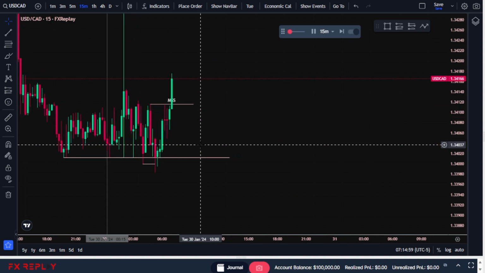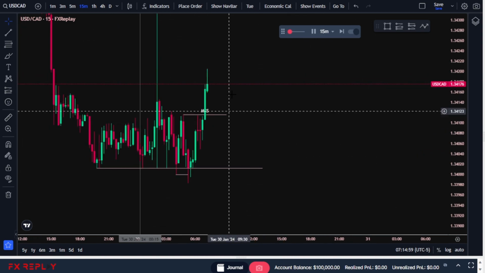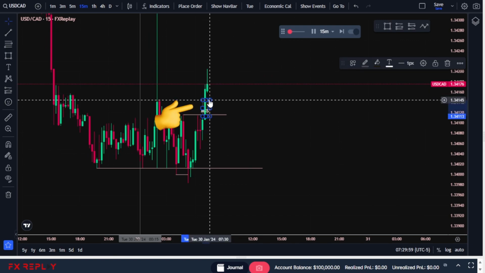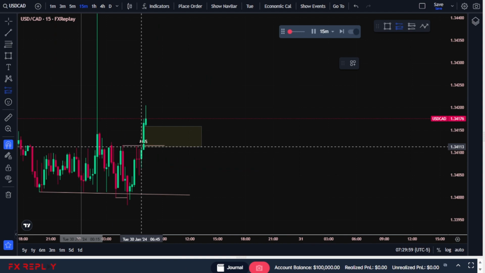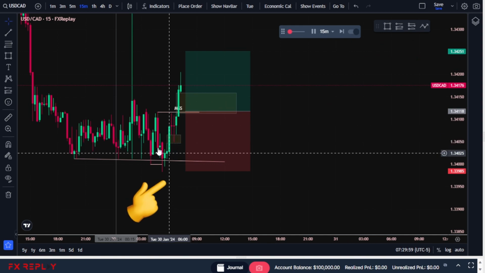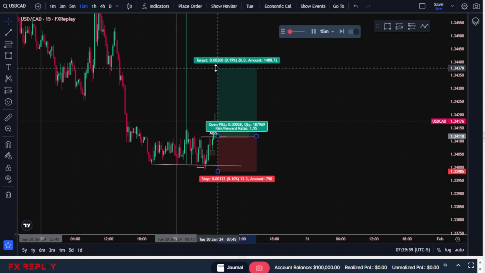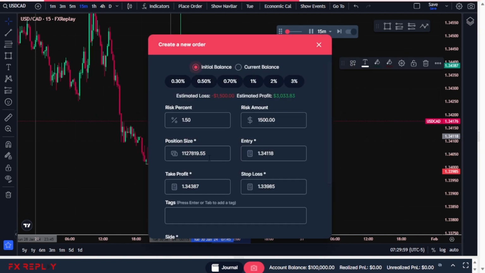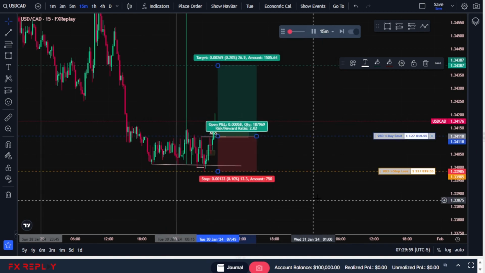We got our market structure shift over here. Now we will be looking for a fair value gap to be formed, which we got over here. As we know, overlapping PD arrays are the strongest, so I will be taking my entry on the fair value gap and the breaker block overlap. Stop loss will be below the recent low, and for the profit target, I will be aiming for a classical 1 to 2 risk to reward ratio. Let me place a limit order risking 1.5% and see how it goes.